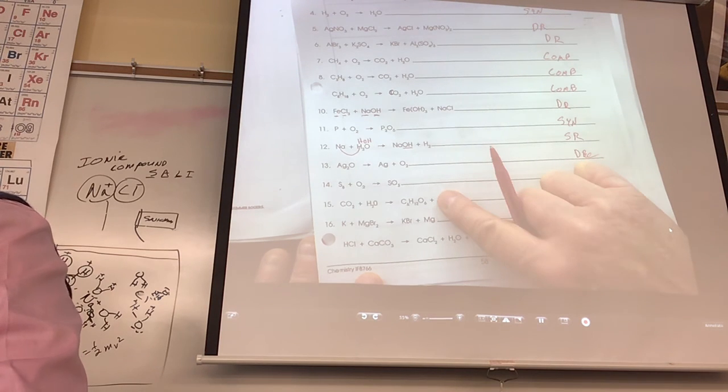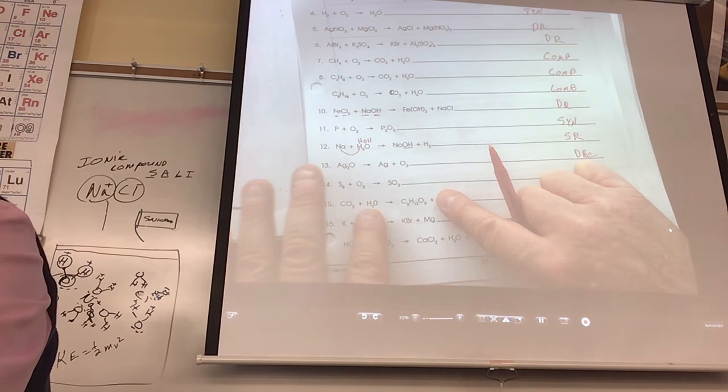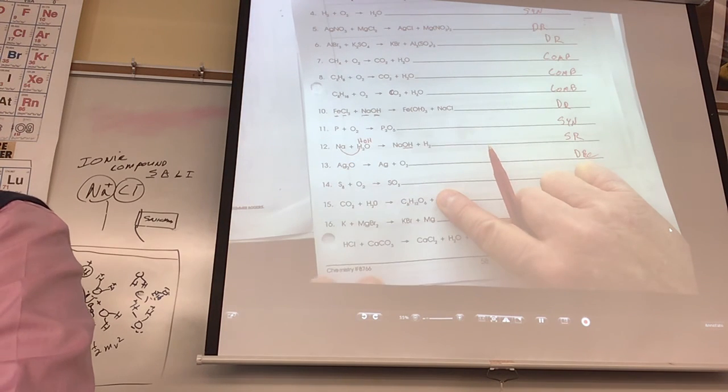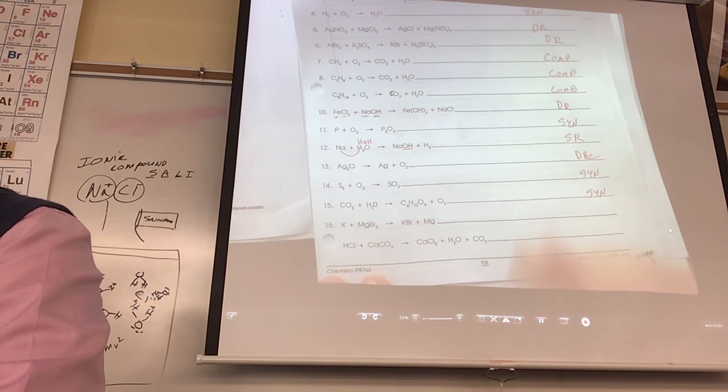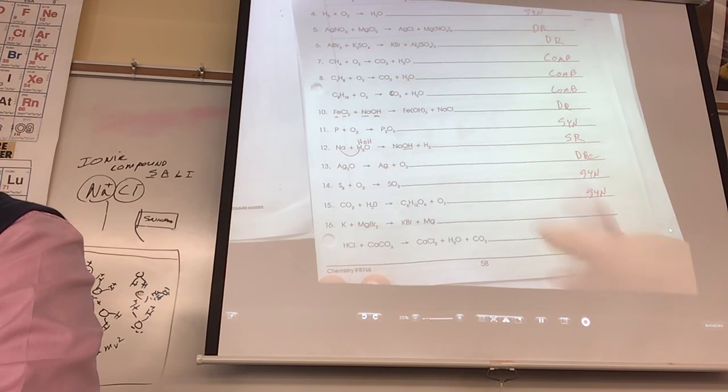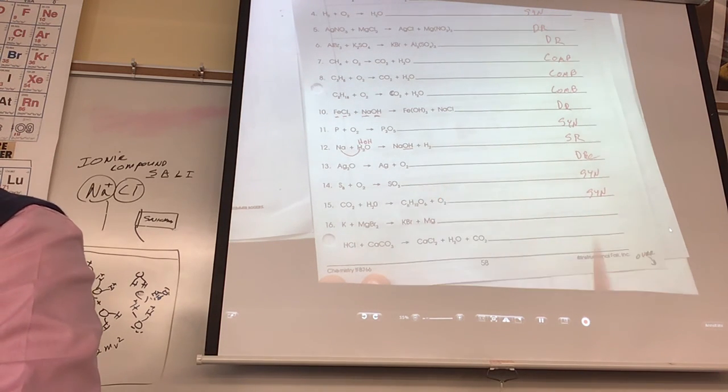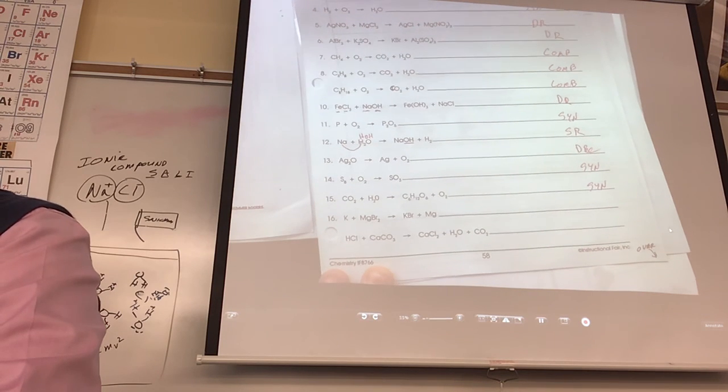If I'd covered this up, what would you think? A plus B. Right. Now, it is synthesis, but I probably won't ask you like that on the test because it doesn't quite fit the model. All right, next one. Zach.